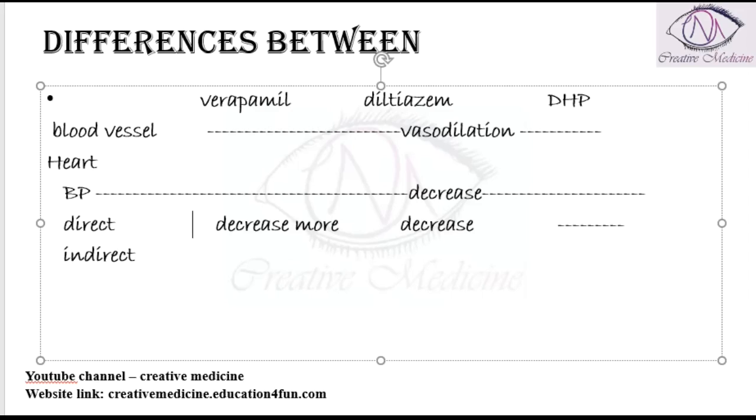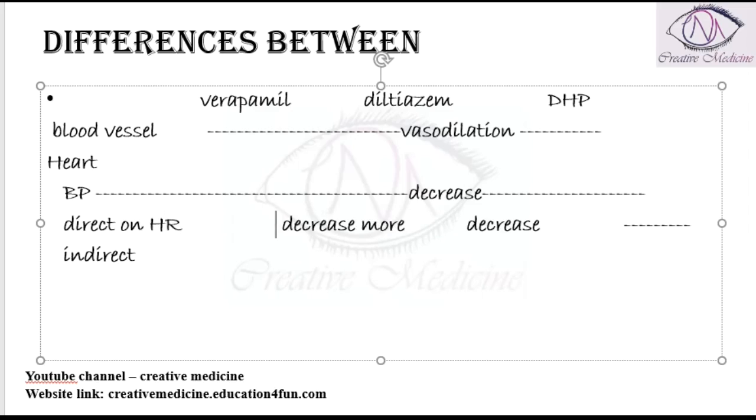Sorry, the direct effect on heart rate. Direct effect on heart rate decreases maximum in verapamil, it decreases less in diltiazem, and it does not decrease, or has no effect on, heart rate in dihydropyridine.